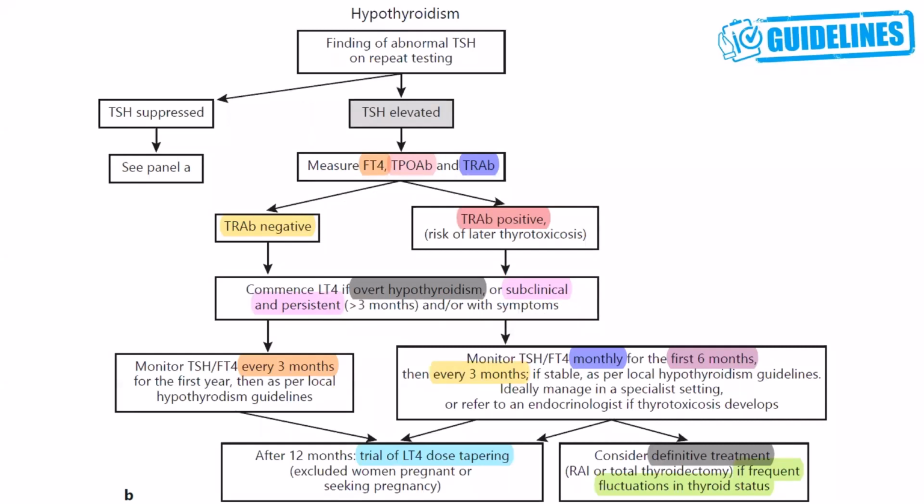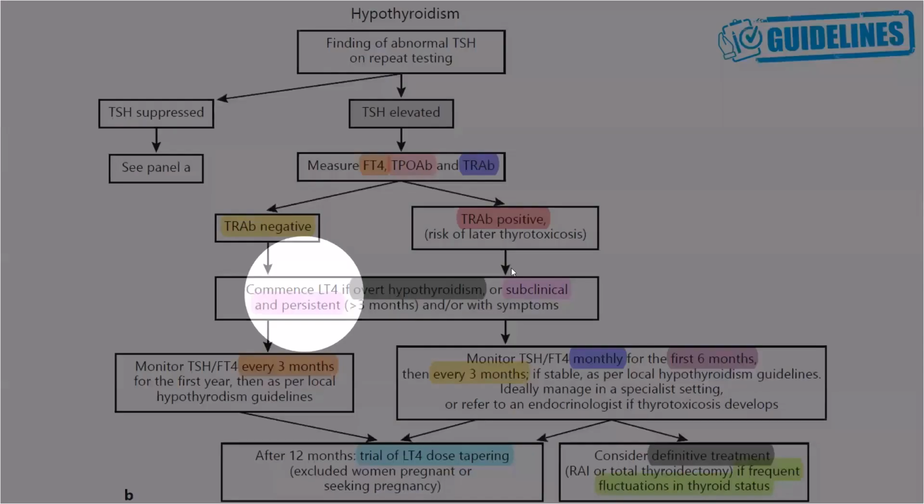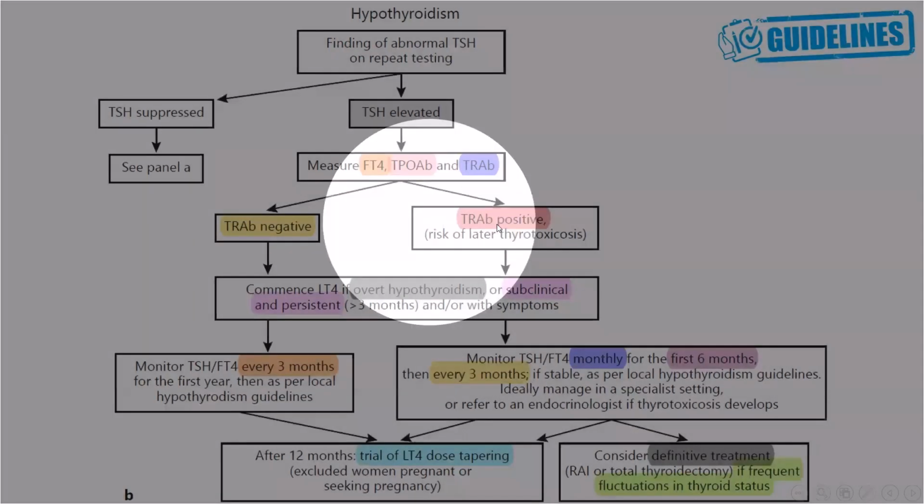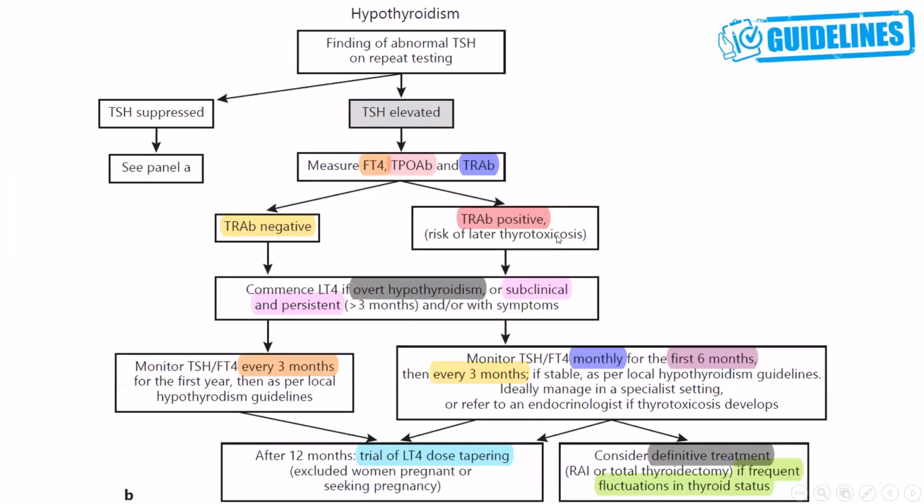Of course, if there is abnormal TSH in this patient, TSH elevated in this situation, we should measure free thyroid hormone, free T4, TPO antibody, and TSH receptor antibody. If TSH receptor antibody is positive, there is a higher risk of later thyrotoxicosis. So you need a follow-up every month for 6 months.